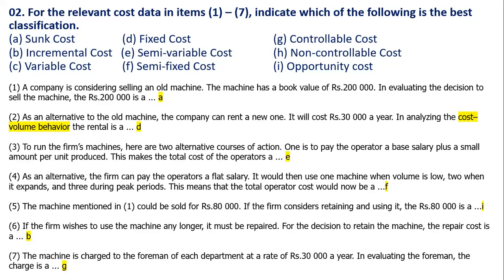If a particular cost is under the authority, yes, it's a controllable one. If a particular cost goes beyond the authority, that's a non-controllable cost. And you have requested me to come up with some more examples on incremental cost. Okay. So you can think about the instance where you have two alternatives.